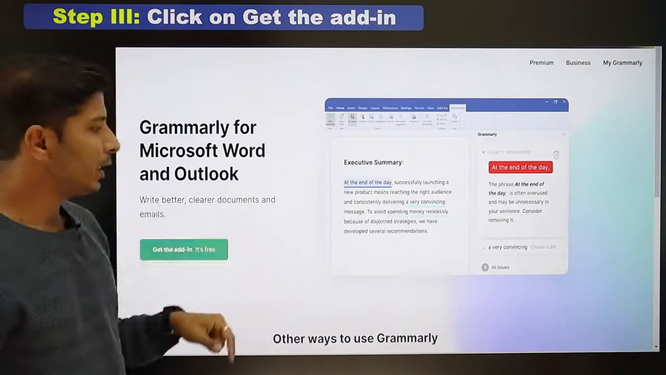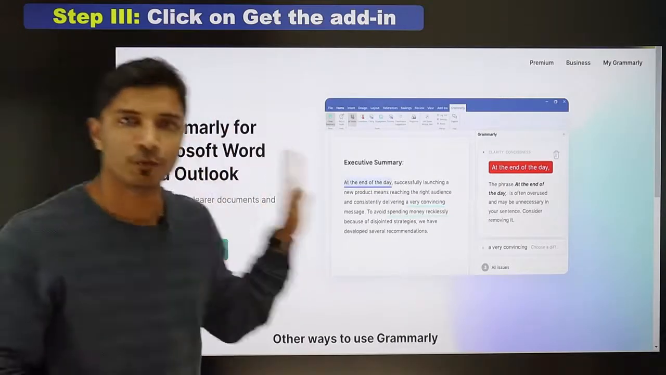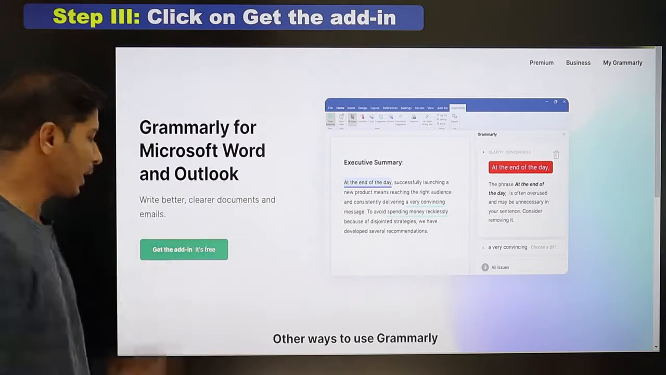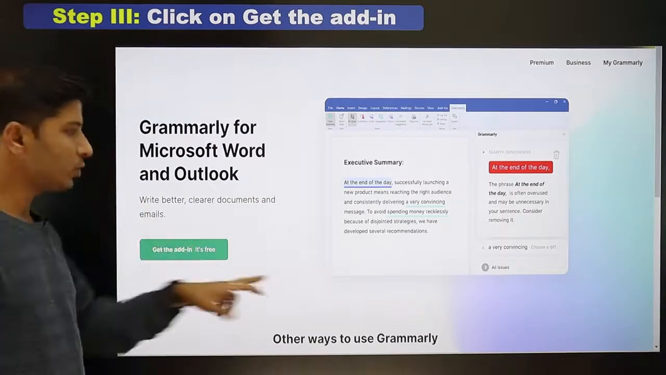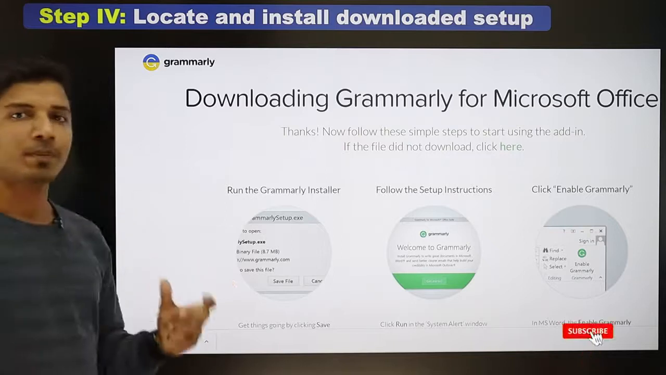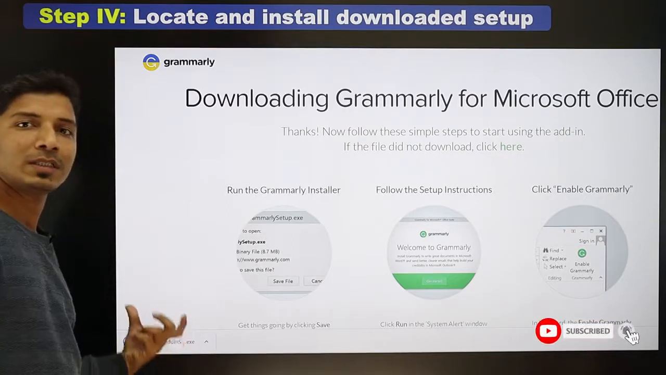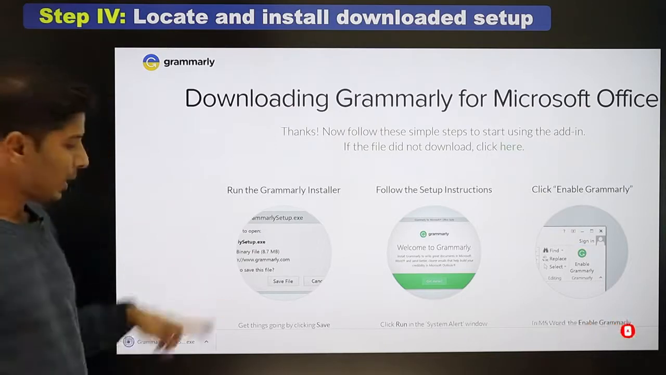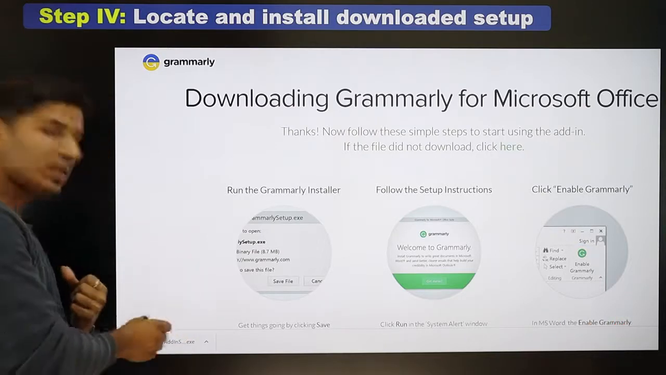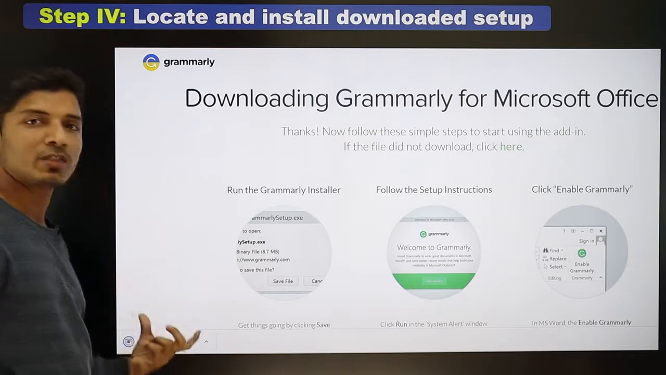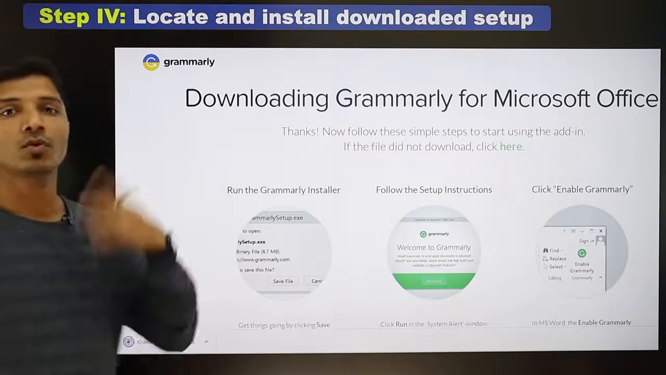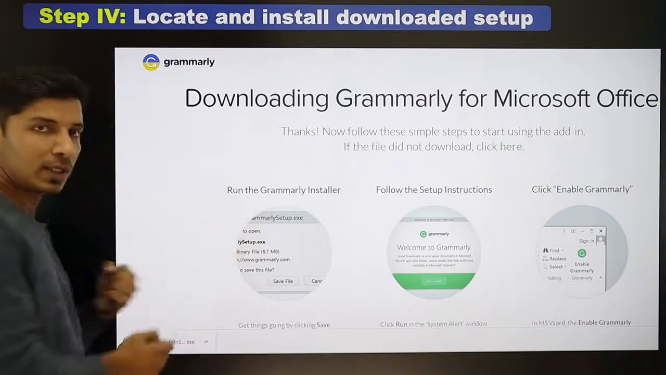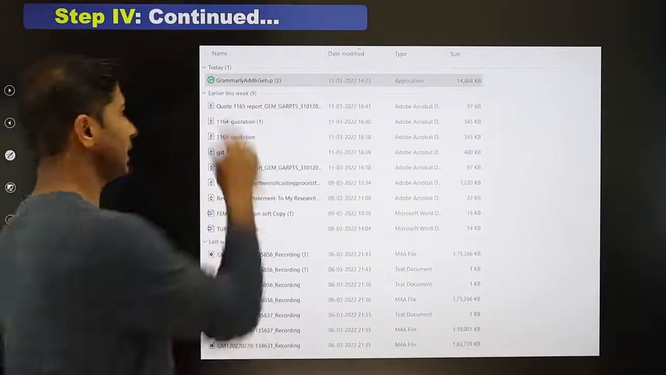Once you click, you will be redirected to this page where you will have this option. Click on get the add-in, it's free. Once you click, the setup will start downloading in the bottom corner. Wait for a couple of minutes, and then you can directly click on this setup, or locate this file. Basically this file goes to your downloads folder, so you can go to the downloads folder, or go from here itself. Click on this setup file.